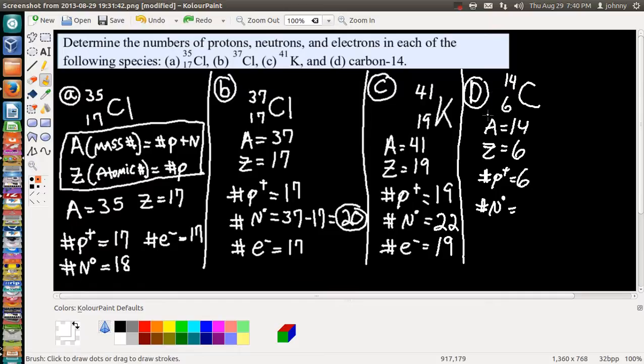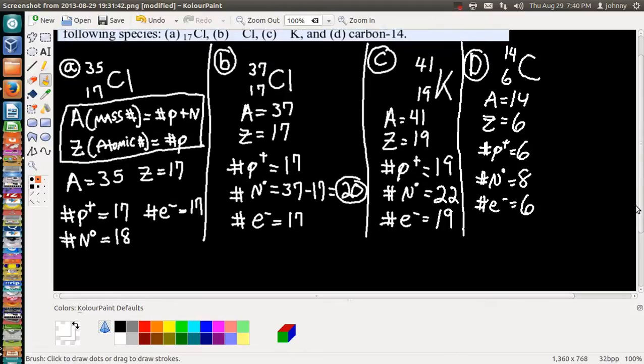Alright, that is 8. So let's put 8 here. Okay. And the number of electrons. All we need to know is that it's neutral, and if it's neutral, what do we know? We know that the number of protons is equal to the what? You guessed it, the number of electrons. So this should be a 6.